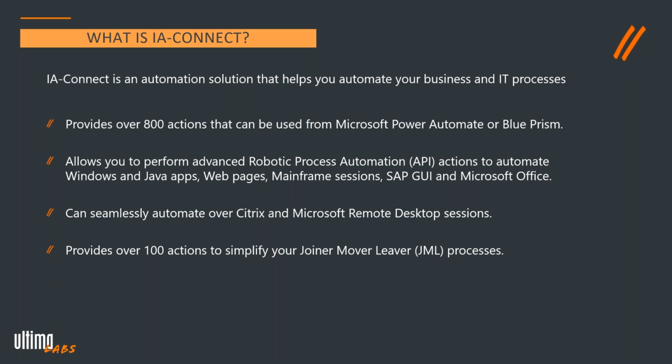The kinds of things you can use iConnect for include automating legacy applications. I say legacy, I'm talking about Windows applications, Java applications, web pages. Say you had to automate logging onto a website and looking up some information, taking some data, and inputting it somewhere else. Also automating mainframe sessions, SAP GUI, and Microsoft Office. This is typically called robotic process automation, when you're automating an actual application in a similar way to how a user might.